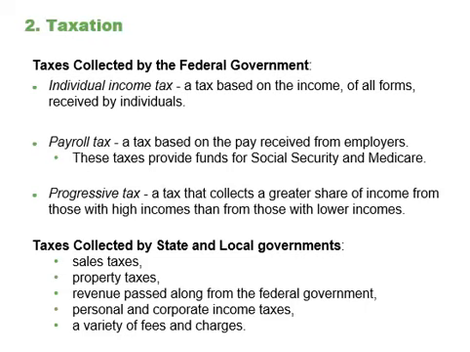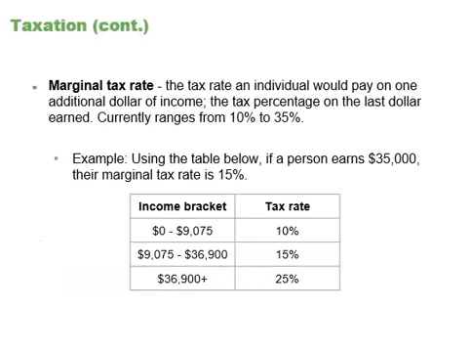from the federal government. The marginal tax rate is the tax rate an individual would pay on $1 additional of income. In other words, it is the tax percentage on the last dollar earned. In 2021, the marginal tax rates for a single taxpayer range from 10 to 35% depending on income. Here is a quick example. Suppose that a single taxpayer's income is $35,000 per year.